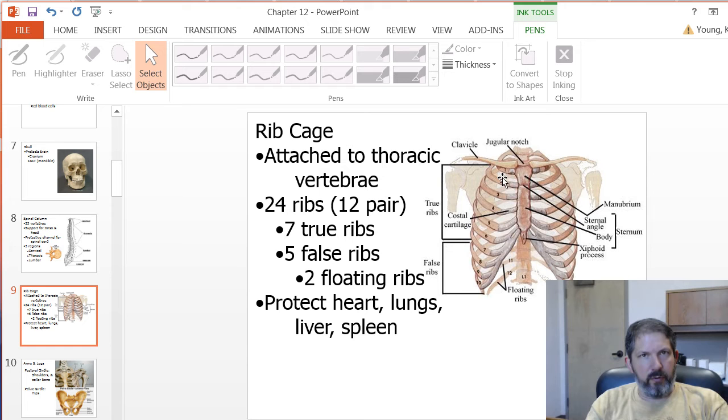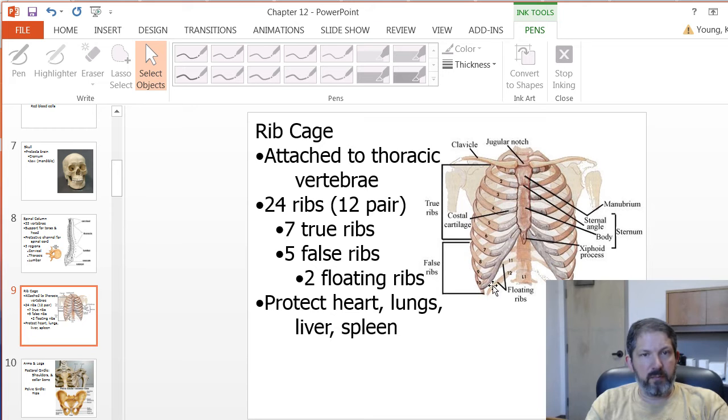Ribs attach to the thoracic vertebrae. By definition, a thoracic vertebra has a rib attached to it. So there are 12 ribs. The last 2 do not come around and attach to the sternum at all. They're just floating ribs. Some people who feel like their waist should be even skinnier will have these floating ribs surgically removed. Just one of those weird human things.